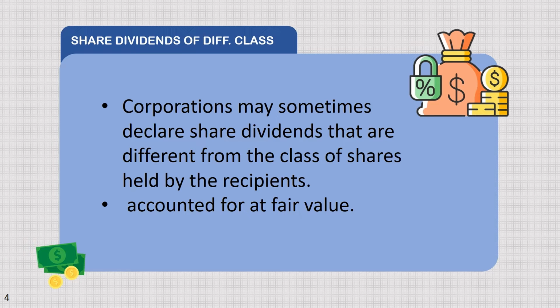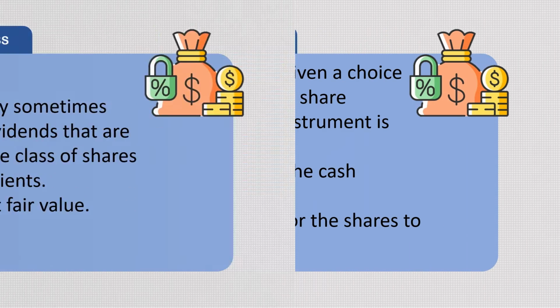So next is share dividends of a different class. A corporation may sometimes declare share dividends that are different from the class of shares held by recipients. For example, preference shares are given to ordinary shareholders as share dividends. Share dividends of a different class are accounted for at fair value.